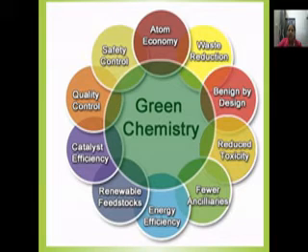Principles of green chemistry. These are the 12 principles of green chemistry: atom economy, waste reduction, benign by design, reduced toxicity, fewer ancillary substances, energy efficiency, renewable feedstocks, catalyst efficiency, quality control, and safety control.